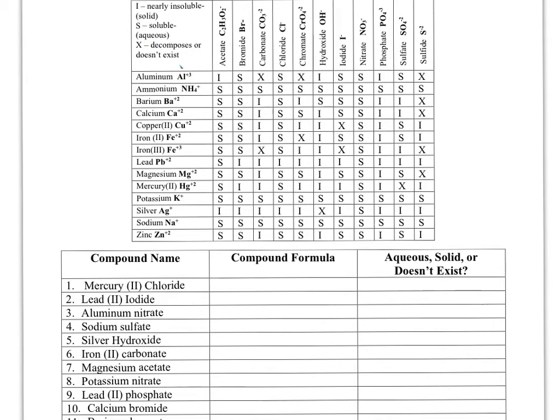All right, so first thing, let's look at the compound name and name this first one. Mercury 2 chloride is the compound. So let's write the formula for that. Well, mercury is Hg2 plus and chloride is -1. So coming together, you would make HgCl2, right? In order to actually write the formula.